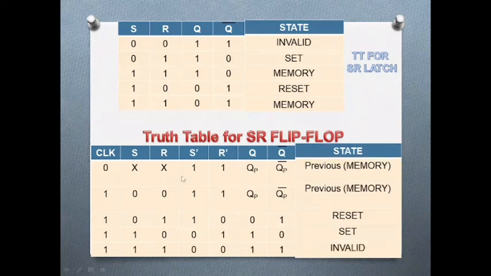So for the last case, when clock is 1, S is 1 and R is 1, then we get S dash as 0 and R dash as 0. But when S dash is 0 and R dash is 0, we get the output as 1 and 1, which is invalid. So this is the truth table of SR flip-flop. Now we notice that when the clock pulse is low, that is 0, the clocked SR flip-flop holds the previous state, that is, it acts like a memory. When the clock pulse is high, the SR flip-flop acts exactly like an SR latch.